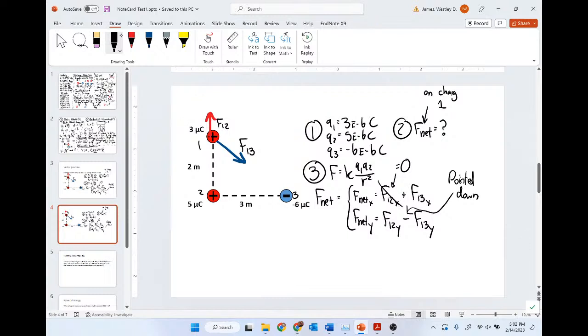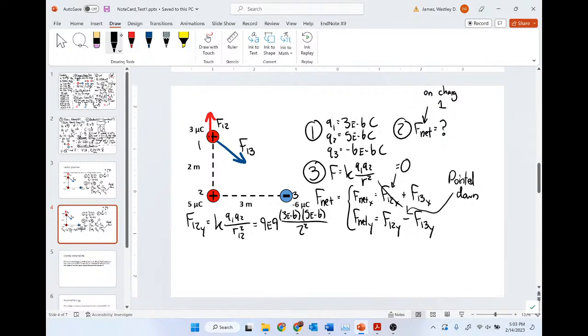Okay, so let's do the easy one. Let's get F12Y. F12Y is going to be very straightforward. That's just going to be K times Q1, Q2 over the distance between them. Let's call that R12 squared. K is 9 times 10 to the 9. Q1 is 3e to the minus 6. Q2 is 5 times 10 to the minus 6. And the distance between them is 2 meters.